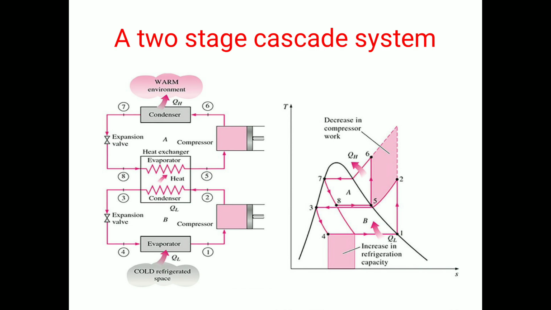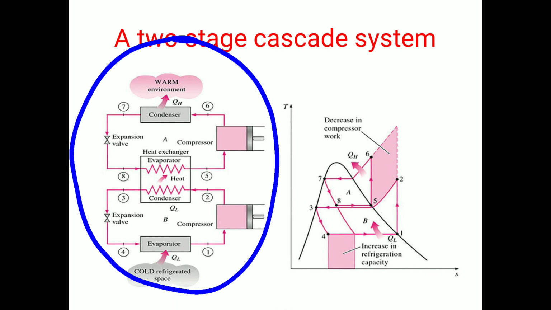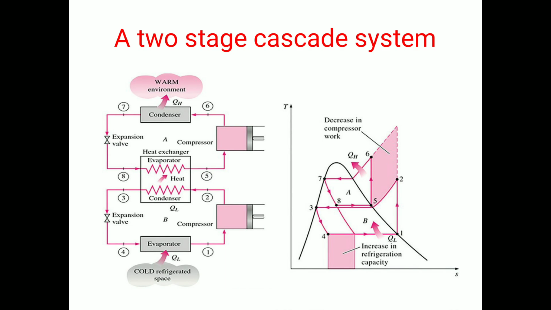So as we already discussed, a cascade refrigeration system is a combination of two vapor compression refrigeration cycles. Like you can see these two setups. It will look like a two-stage vapor compression refrigeration cycle. The first setup is kept in a cold refrigerated space. The evaporator will absorb the heat from the space and it will change into superheated vapor.